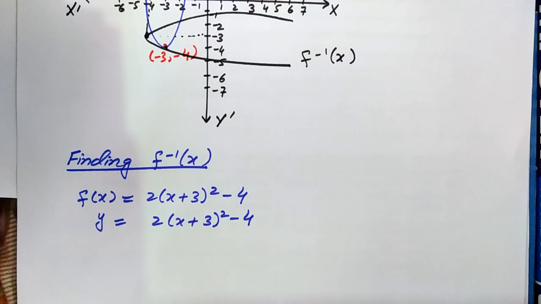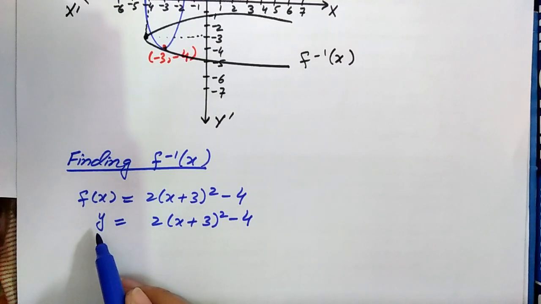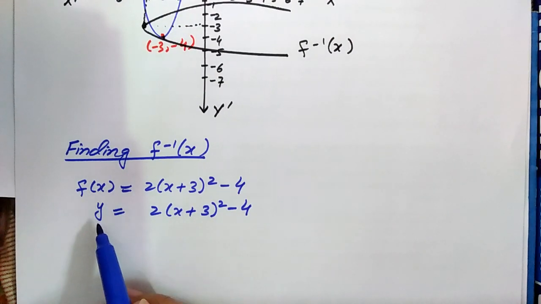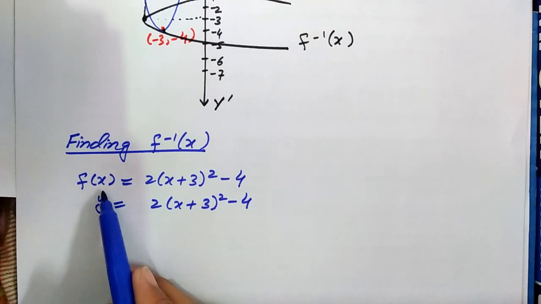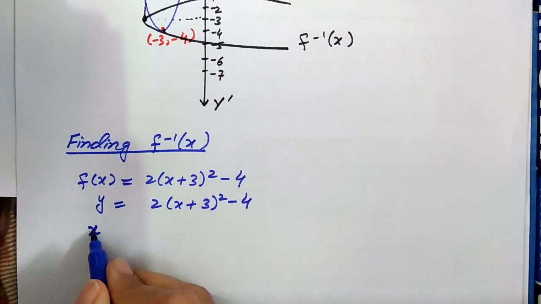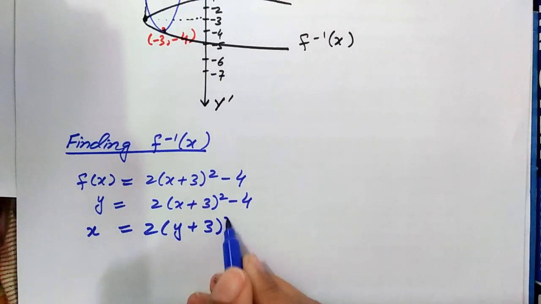Now if we want to find out the f inverse of x algebraically, consider the equation for f of x. Since we know that f of x equals y, we replace f of x with y. After replacing f of x with y, switch the coordinates. We will write x in place of y and y in place of x.